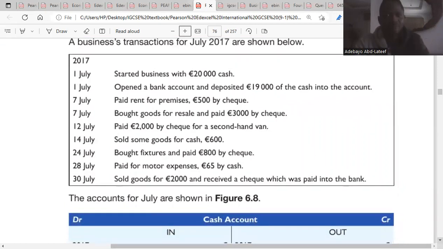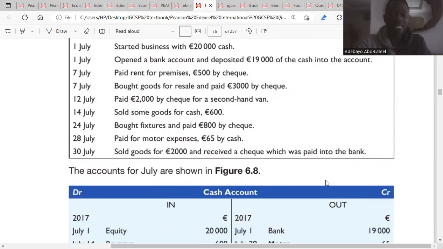Clear, right? We paid rent for premises, 500 euros by check. So you're going to have rent account to be debited and bank account to be credited. I think it's clear. Then the next one, we have bought goods for resale and paid by 3,000 check. That is purchases. You purchased goods. So we're going to have purchases account and bank account. Your purchases account will be debited for 3,000 and your bank account will be credited for 3,000. I think that is clear.